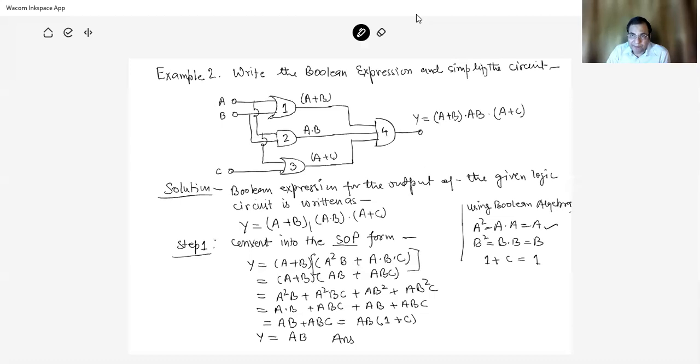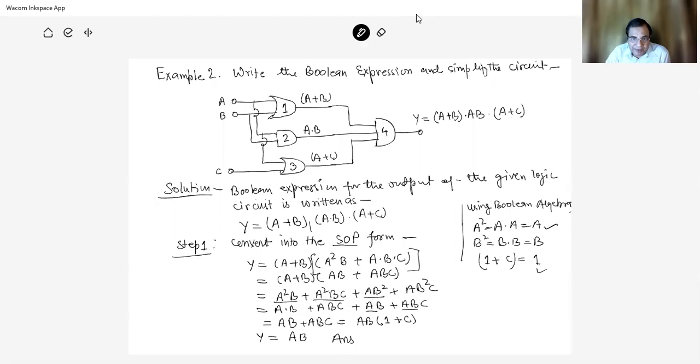So what will happen? Again, the same: A square is equal to A, B square is equal to B. So we find that A square is A, and here B square is B. So the expression is A dot B plus ABC plus AB plus ABC. Now here it is AB and this is AB. We take common AB, so we'll find 1 plus C. 1 plus C is 1.